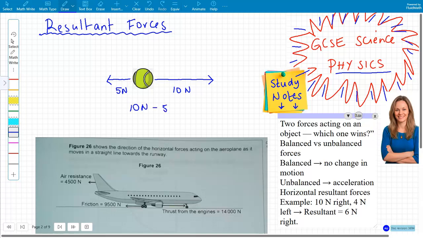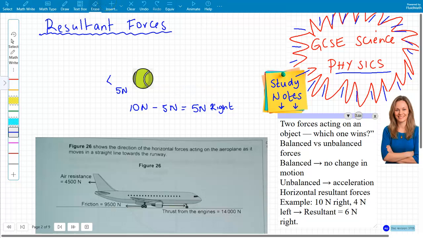So that would give us a resultant force of 5 newtons, and it is in the direction of the leftover force as well. So it's 5 newtons to the right. You have to give the direction because it's a vector quantity which has direction as well as magnitude. Okay, so let's just rub that out and let's have a look at another example.